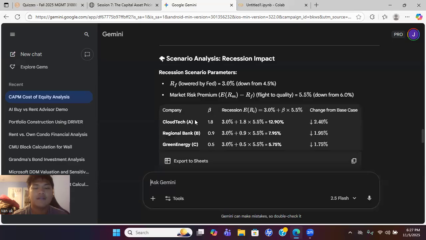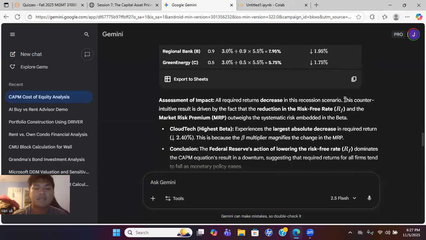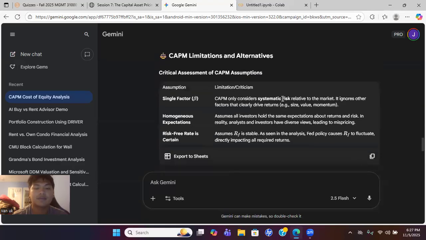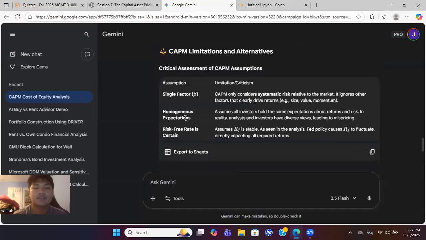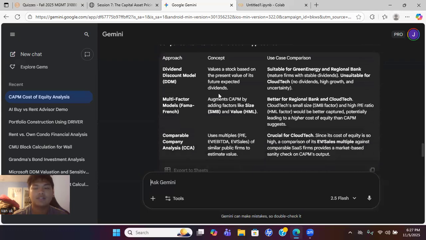And here's a little table of the company recession, the change from base case. Here's a table of the assumptions, limitations, and criticisms. Here's a little comparison.